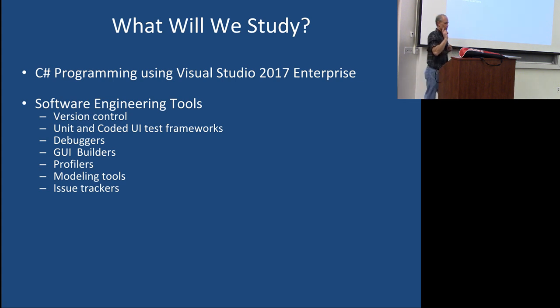Okay, now, that's sort of been a high-level introduction to object-oriented programming. Now I want to tell you in a little more detail what we're going to be talking about here, what we'll be learning in the class. So as I mentioned, we'll do C# programming on Visual Studio 2017 Enterprise. We're going to use a lot of tools. For example, we use version control, Git.